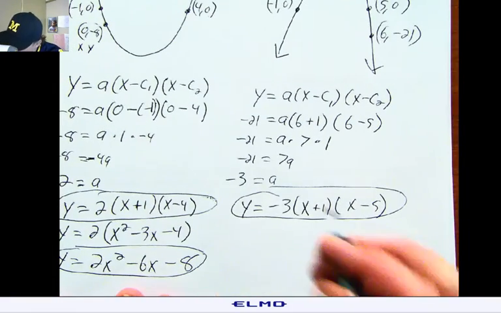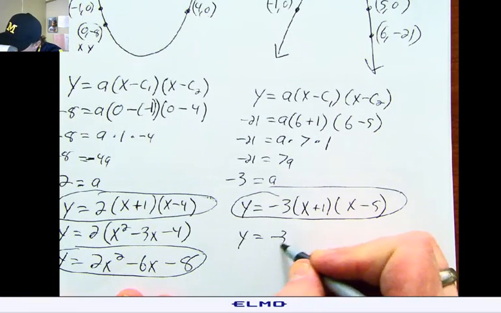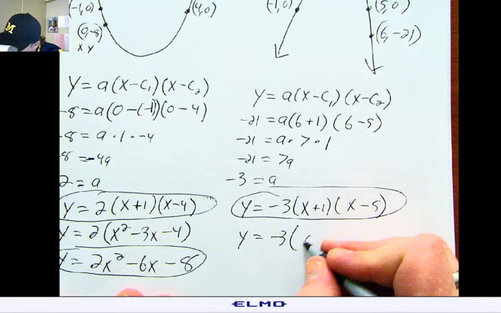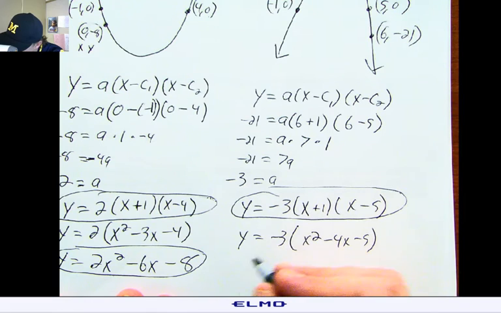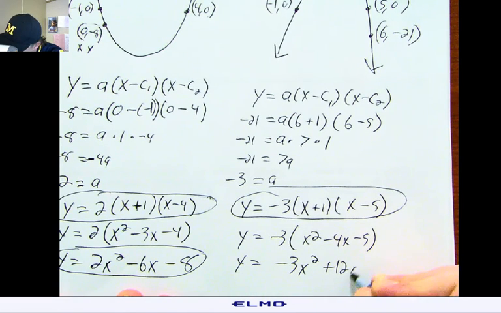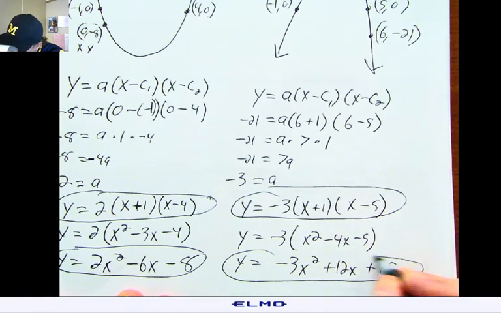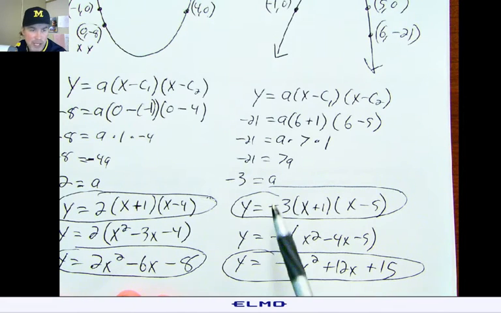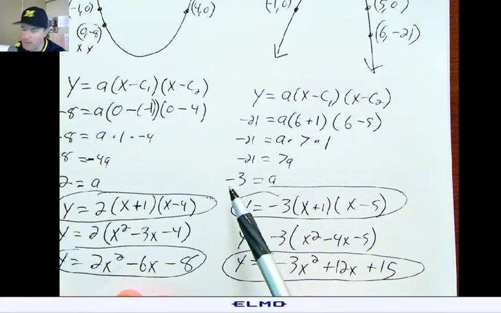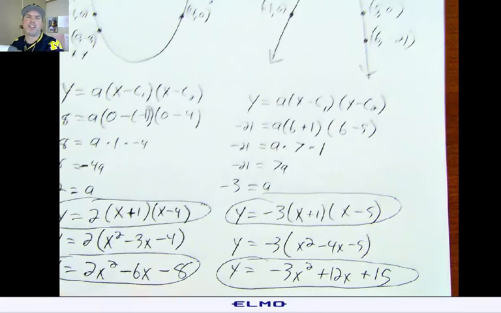And now I work into standard form. So negative 3 times x squared minus 4x minus 5. Final answer, negative 3x squared plus 12x plus 15. And at the beginning of the problem, I said a should be negative, or a will be negative. Oh, look, a is negative. So that's a little redundancy you can do in these problems.